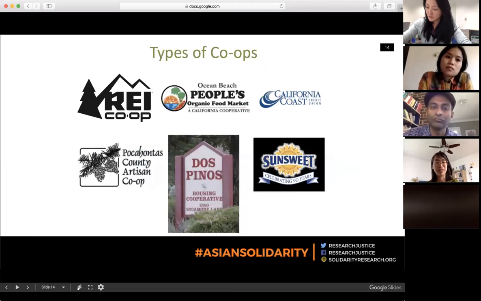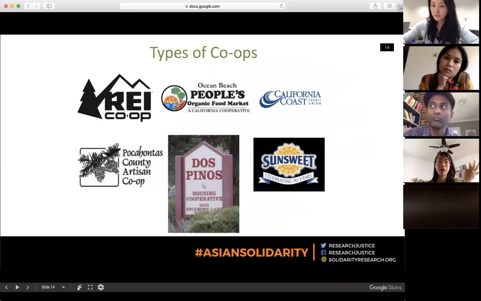REI recently rebranded themselves and outed themselves as a cooperative, so they're a consumer co-op. There's the People's Organic Food Market in San Diego, and they're one of many food grocery co-ops, and there's a national network. So if you're ever interested in starting one, there is a national network that can help support you.